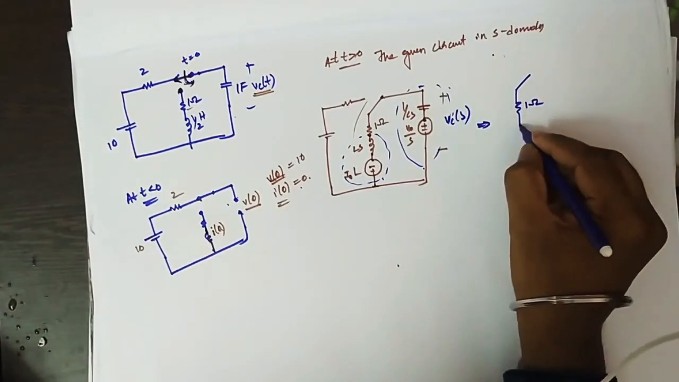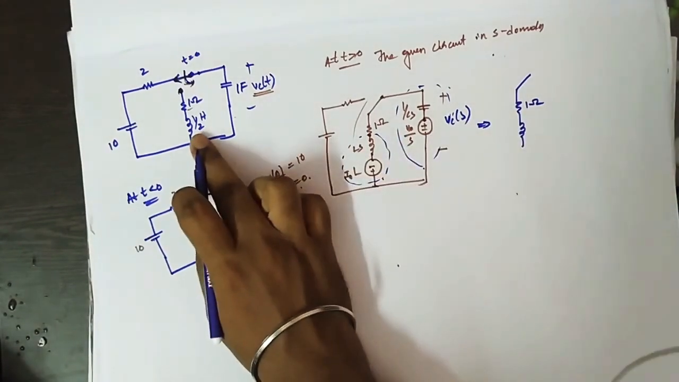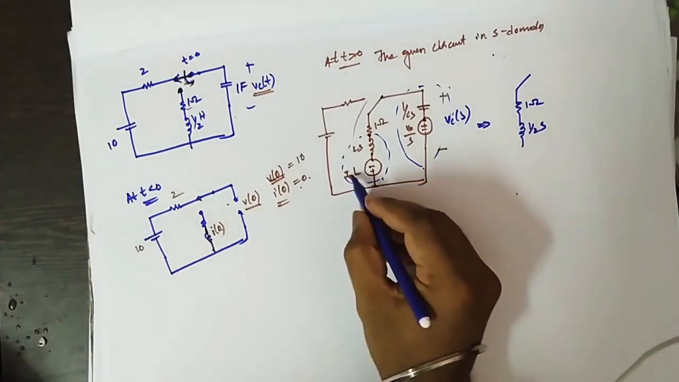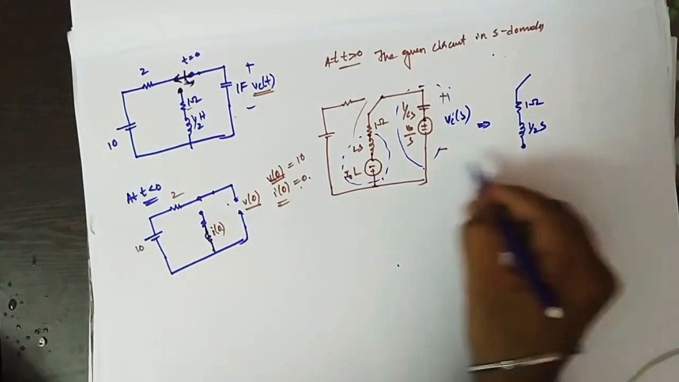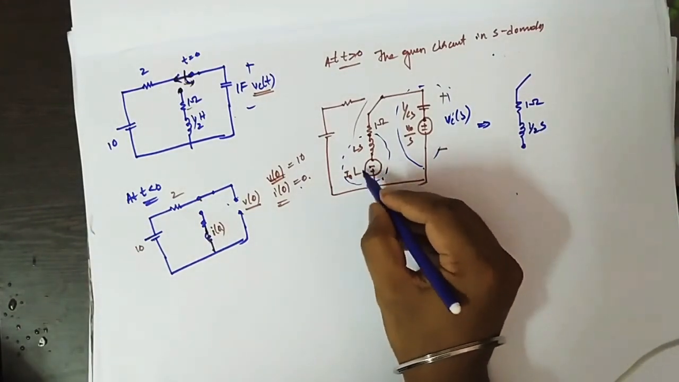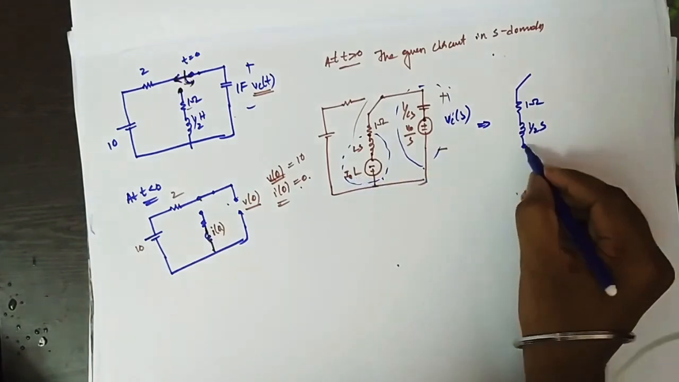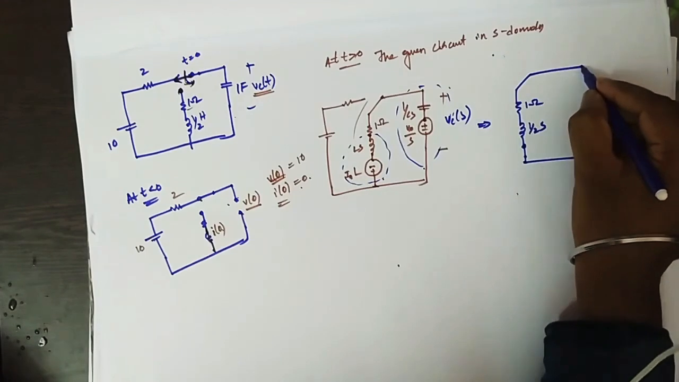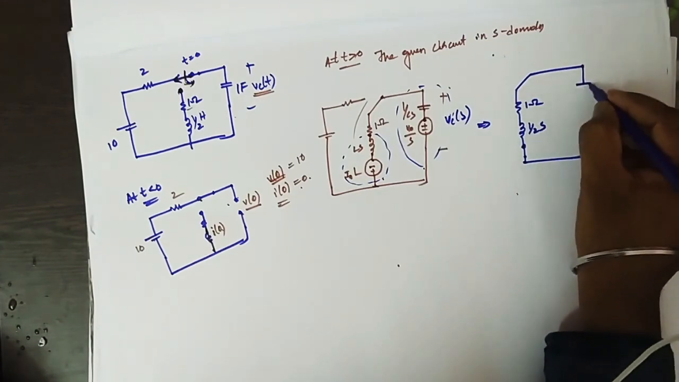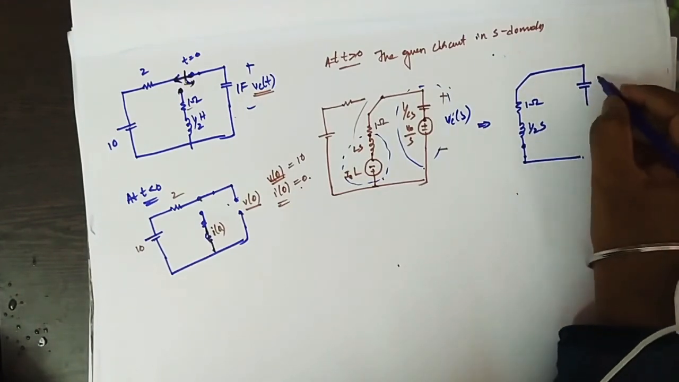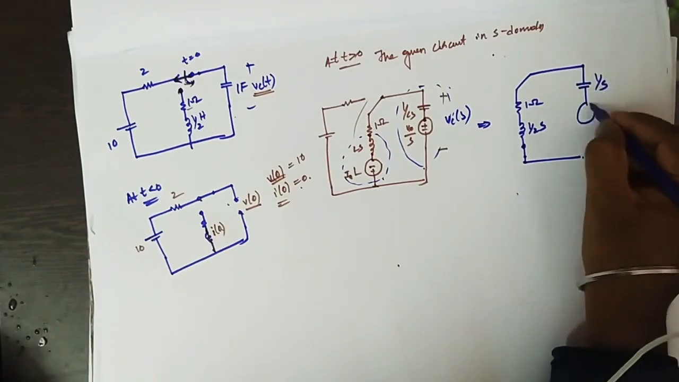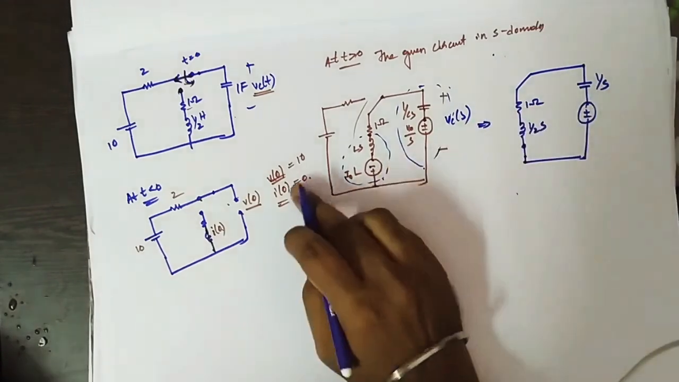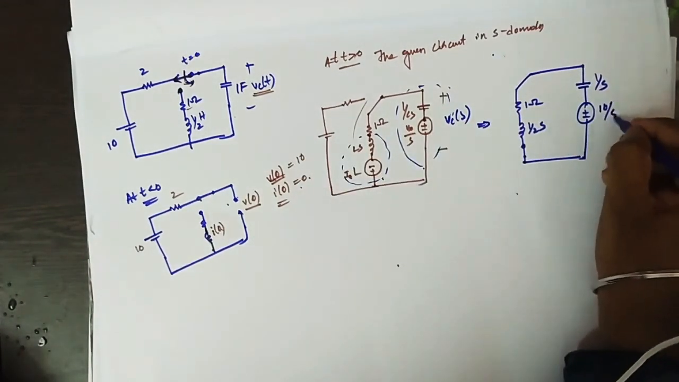So you place the values here, and the circuit will become: 1 ohm. L value we take as 1 by 2. So I naught we got as 0. So this current source, this voltage source having 0, means it will be shorted here. Again, the capacitor having 1 farad is 1 by S here. So the voltage V naught is 10, this is 10 by S.